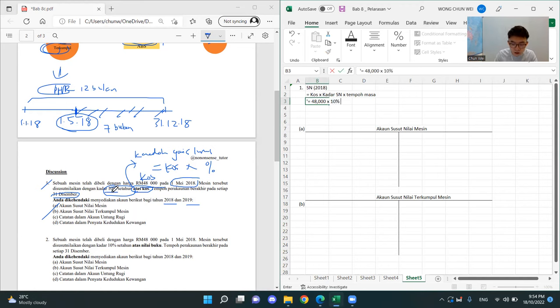Fair enough. And then, now, this is where it comes, the tempo masa. So, berapa bulan? 7 bulan. Out of how many bulan dalam setahun? 12 months. Isn't it? So, this is something like what we have done in the account nominal. And remember the prabayar sana, they say dia bayar for setahun, tapi dia bermula pada April, atau dia berakhir pada bila. So, this is something similar. Alright, so you calculate lah. So 48,000 times 10% times 7 over 12. You get how much? 2,800 for susut nilai 2018.